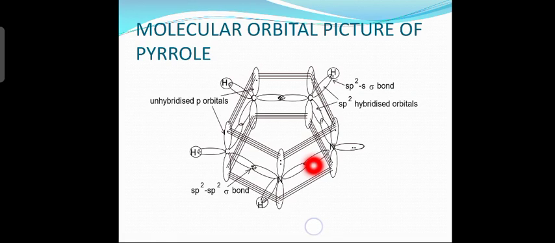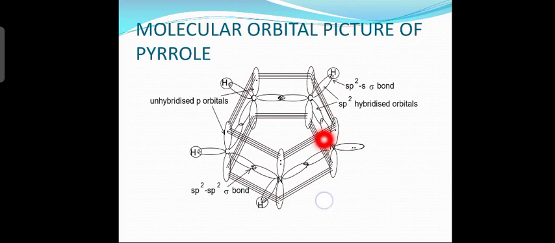Each ring atom also has an unhybridized p orbital. You can see here this carbon atom, this is the unhybridized p orbital which is perpendicular to the plane. This carbon atom, this is the unhybridized orbital perpendicular to the plane of the sigma bonds. This carbon atom, this is the p orbital, and this nitrogen atom has a p orbital, which is perpendicular to the plane of sigma bonds.